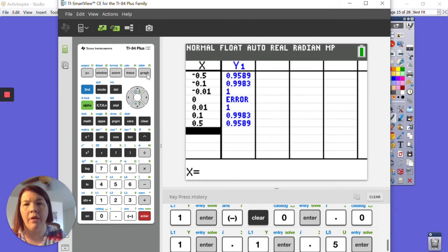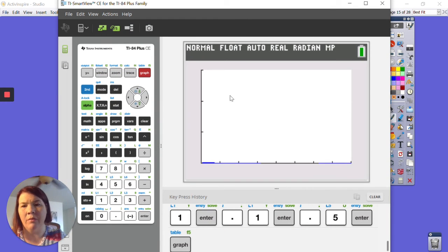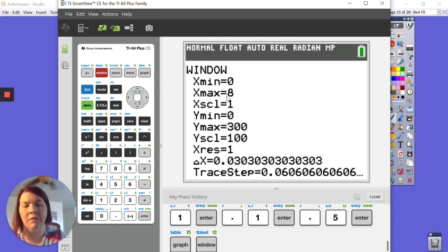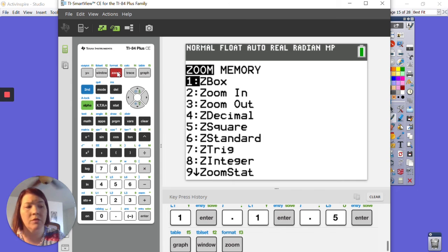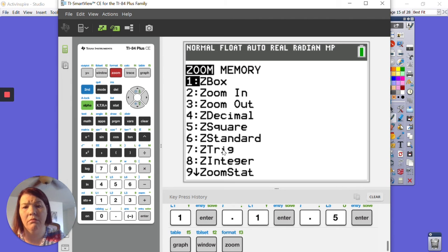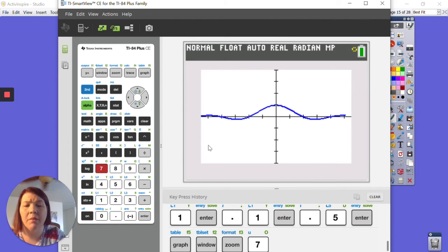So then I'm going to hit graph, and I don't have a good viewing window because it's been set up for something else. Look, I mean, it's ridiculous. So I'm going to go zoom, and I'm going to go zoom. Let's zoom trig. That's 7. There we go.